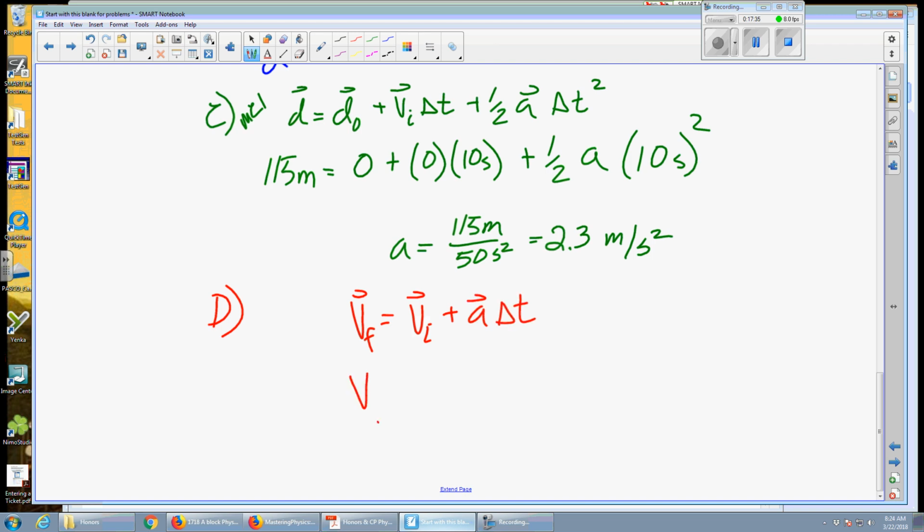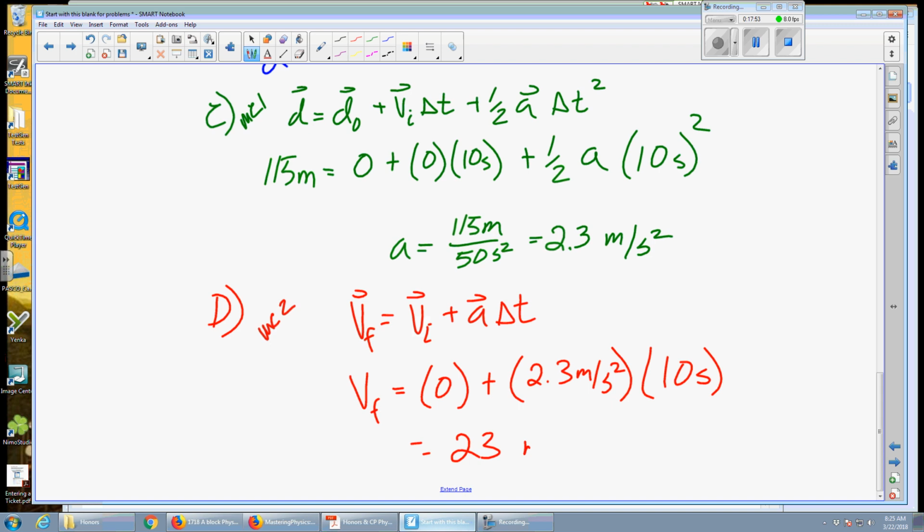Again, this is for motorcycle 2. I don't know what V final is. I know V initial was 0. My acceleration now I know is 2.3 meters per second squared, and my time, again, is 10 seconds. Oh, so look at that: 23 meters per second.